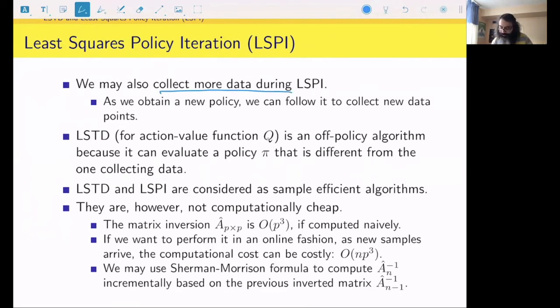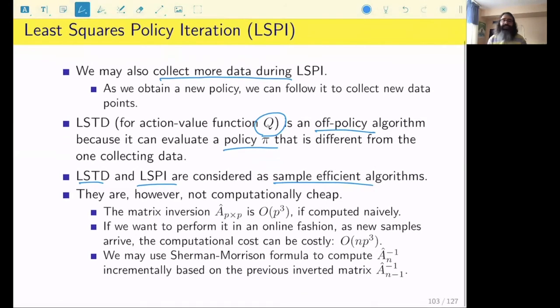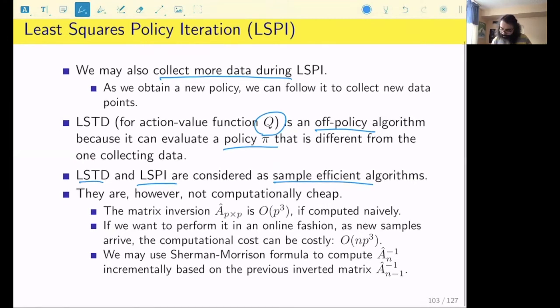LSTD for action value function Q is an off-policy method, and it can evaluate any policy that is different from the one that is collecting data. The other comment is that LSTD and LSPI are considered sample efficient methods compared to, say, TD-based methods. They store all data, and they use it in a better way. There are some theoretical results showing the convergence and sample complexity of these methods, but I'm not going to talk about that.